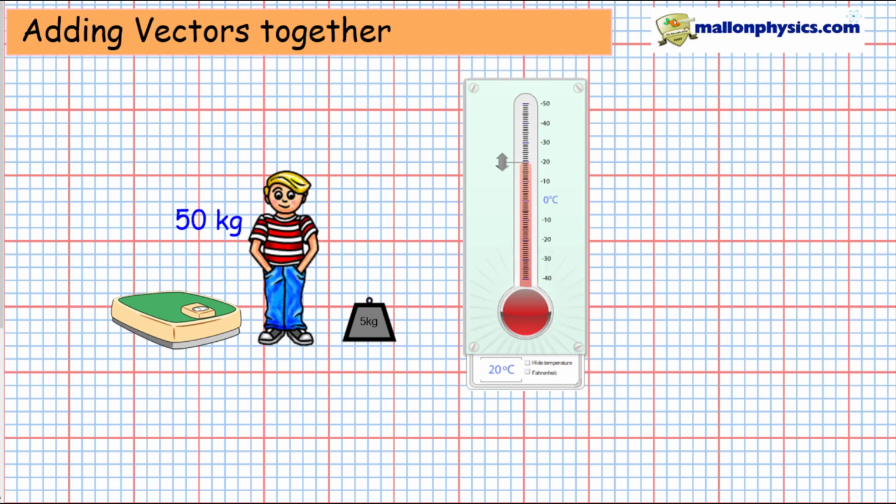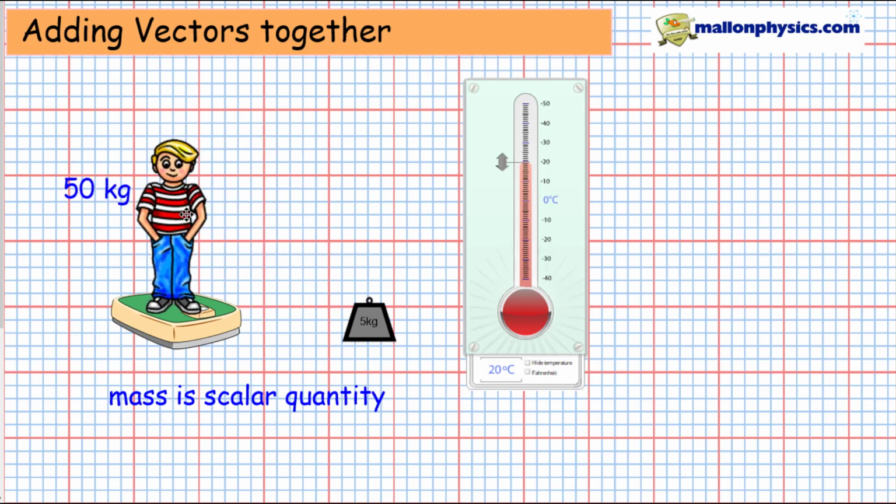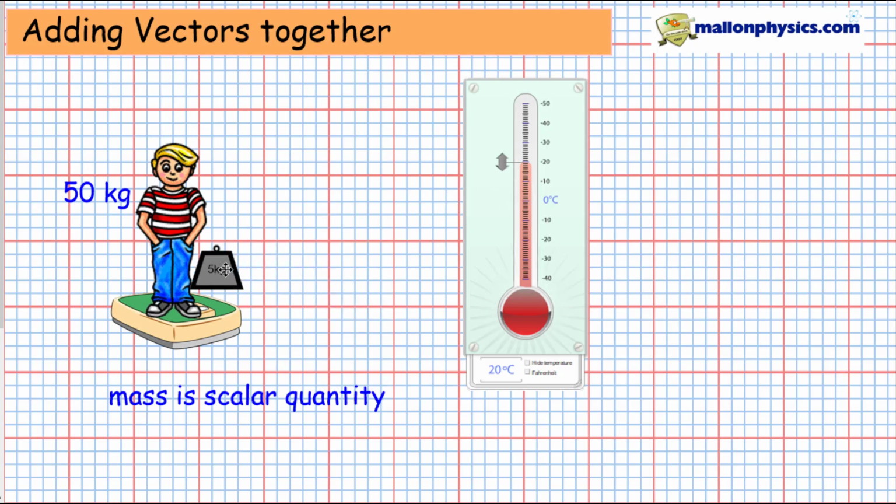Adding scalars together is easy. After all, scalars are just numbers. Mass is an example of a scalar quantity. When a boy of mass 50 kilograms steps onto a scale measuring mass, it will register 50 kilograms. Add on 5 kilograms more and the scale will read 55 kilograms. Because mass is scalar, we just have this sum. 50 kilograms plus 5 kilograms equals 55 kilograms. You just add the 5 kilograms onto 50 kilograms because scalars are just numbers.